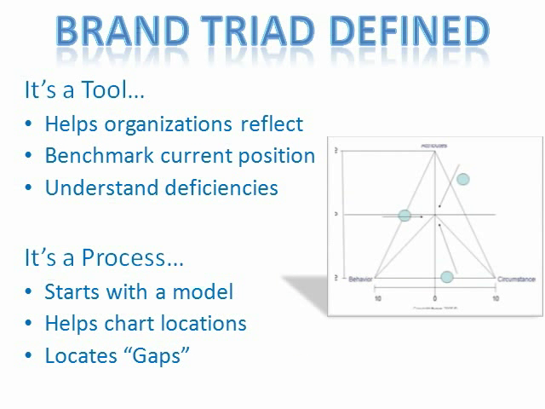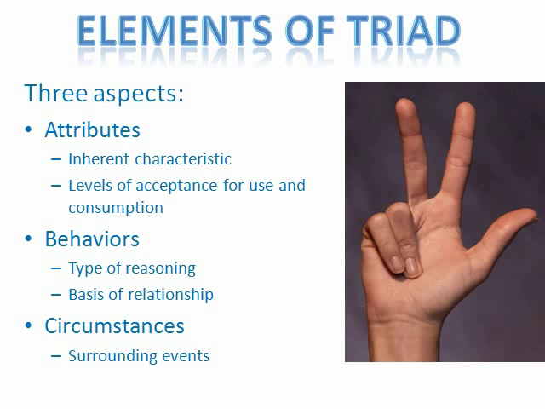If we look at the definition, first of all, it's both a tool and a process. As a tool, it helps an organization step back and reflect about their business model. It also helps you benchmark your current position and, in turn, understand efficiencies. It's a process because it starts with a model, it helps chart locations, and basically locates gaps or opportunities.